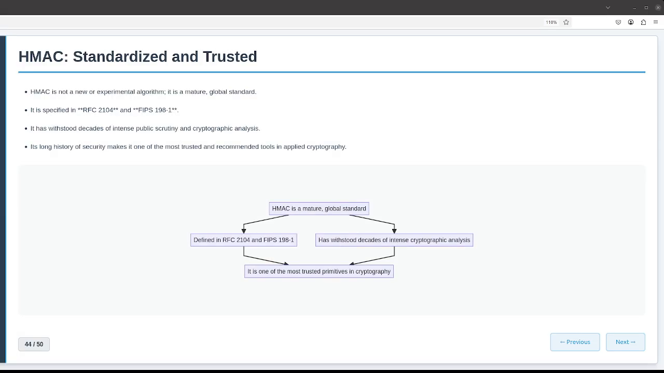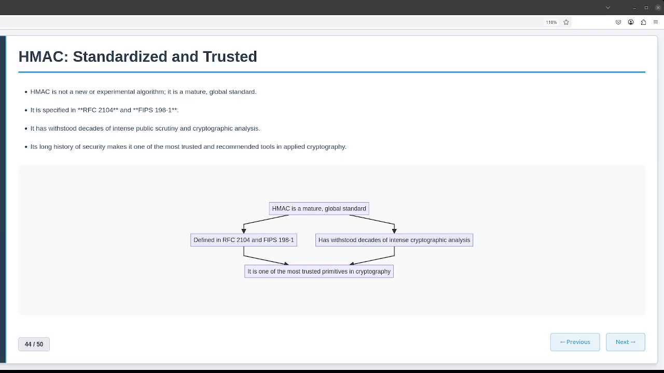HMAC. Standardized and trusted. HMAC is not some obscure or experimental algorithm. It is a mature, widely vetted international standard. It was invented in 1996 and is specified in multiple standards, including RFC 2104 and FIPS-PUB 198-1. It has been subjected to decades of intense cryptographic analysis by academics, governments, and industry experts around the world and has stood the test of time.